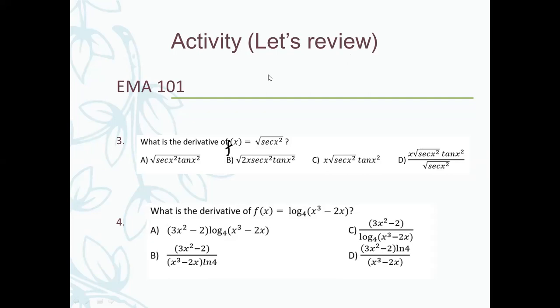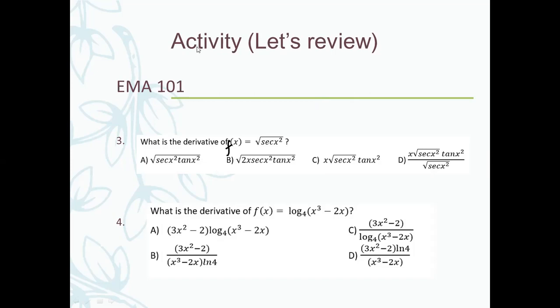Let's see. For number three, it's letter B. Is it letter B? Yvette says it's letter C. The answer is letter C. Okay, the answer is letter C.